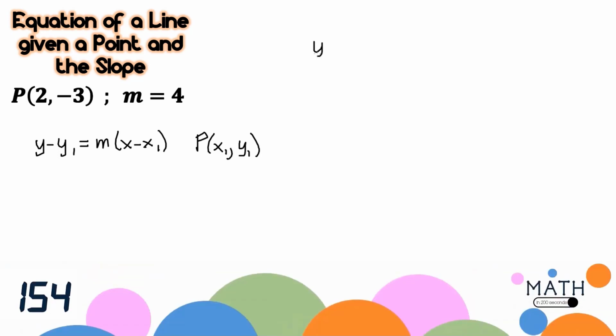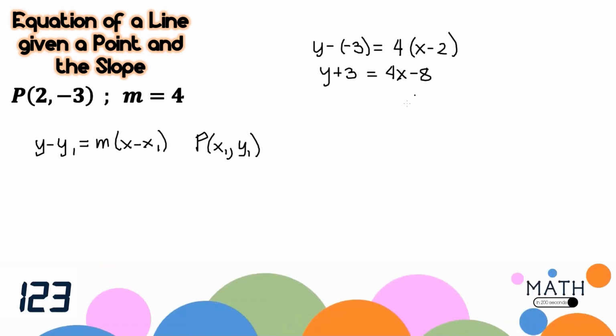So y minus our y sub 1, which is -3, so please don't forget to enclose it in parentheses, is equal to m, that slope, or we could just automatically use the slope, which is 4, times x minus 2. That's the first substitution. And then we have y plus 3 is equal to, by the distributive property, 4x minus 8.